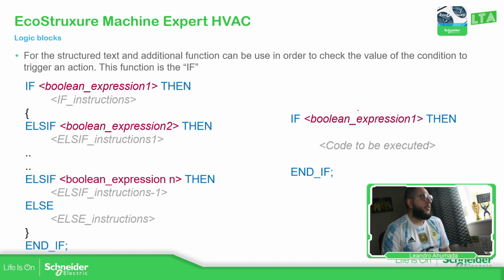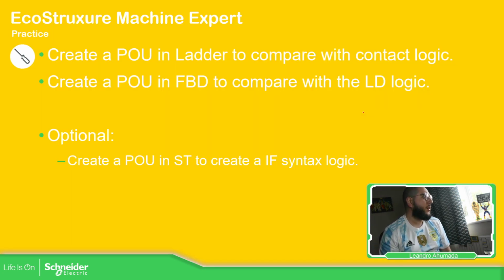The idea of this is also to use it in the syntax of the IF. If I have something that is true, then I can execute something. Or if I have something that is not true, then execute something. Otherwise, execute this. That's the idea behind the IF, and this is where we can usually use them. Now create a pairing ladder to compare the contact logic with ladder.